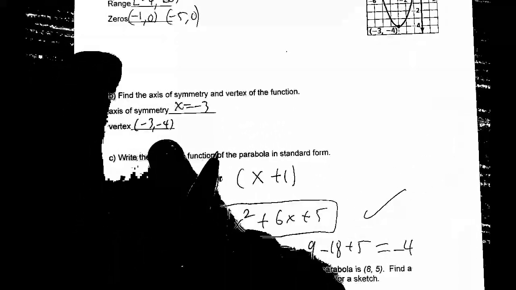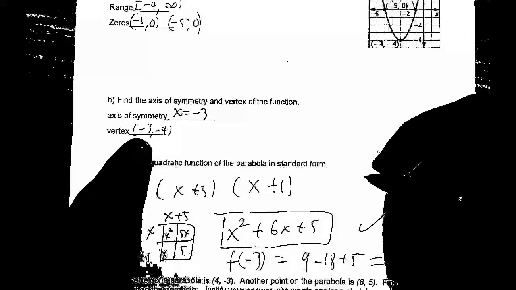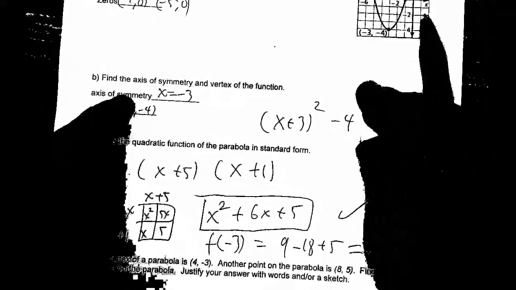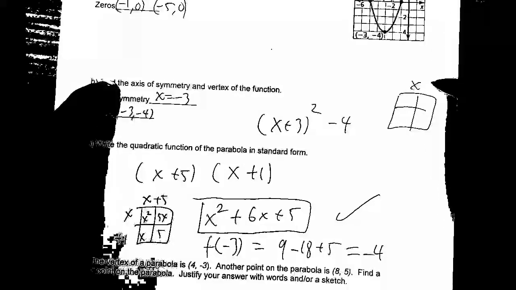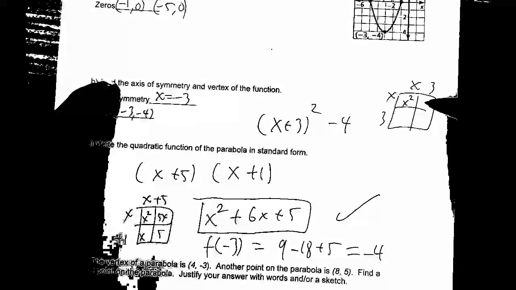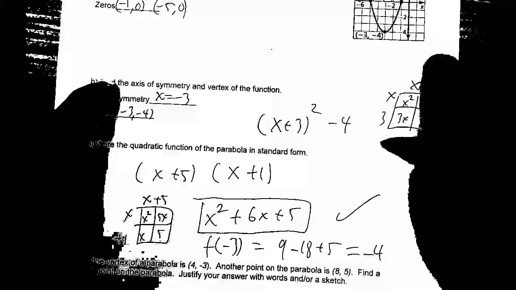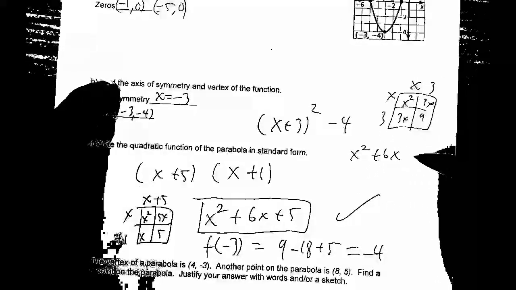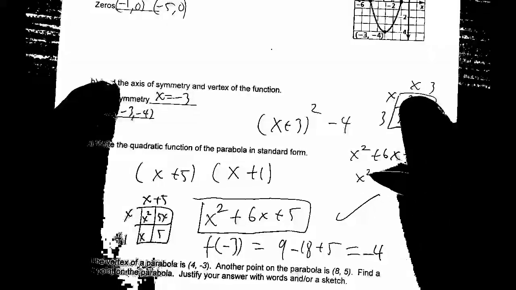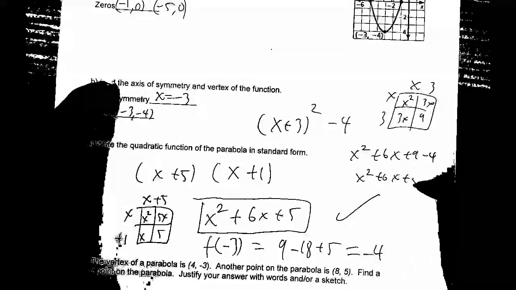You could also use the vertex form similarly. Like you could tell that, oh, if my vertex is (negative 3, negative 4), that means it's got to be (x plus 3) squared minus 4, and then you could do the same thing. You could multiply that out. You'll see here, look, x plus 3, x plus 3, x squared, 3x, 3x, 9. So we'd get x squared plus 6x plus 9 minus 4, which is x squared plus 6x plus 5. And that is the same as what we got from the factored form.